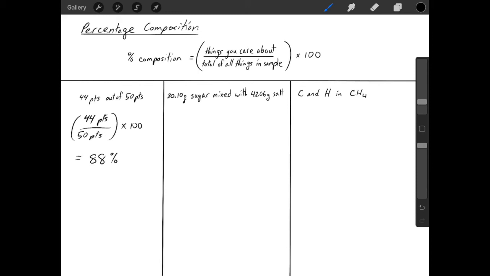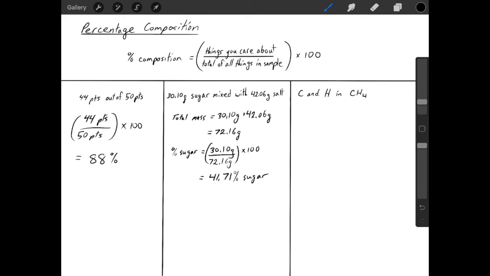We'll find the percentage of sugar first. There are 30.10 grams of sugar in the sample. That's the thing that we care about. And we need to know the total of all the things in the sample. That would be the total mass of the sample. So we found that taking the total mass of sugar, dividing it by the total mass of the sample, multiplying by 100, we find that our mixture is 41.71% sugar.